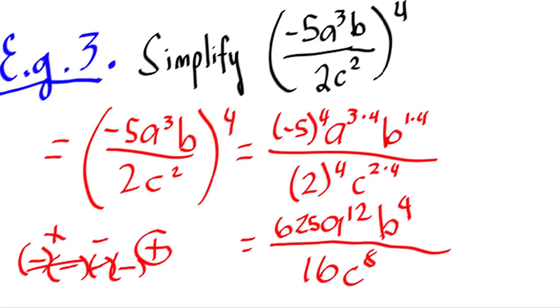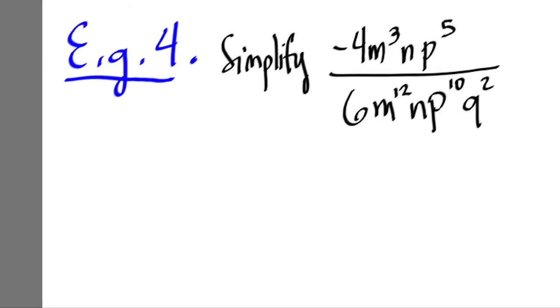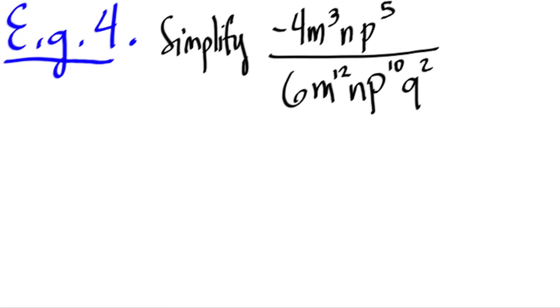For the fourth example, this is going to be our last example for this video. And what we're going to do is simplify this fraction here, this somewhat complicated fraction. Okay, so let's have it. We are asked to simplify negative 4m cubed n p raised to 5 all over 6m12 n p raised to 10 q raised to 2. So you can pause the video now, try to answer on your own. And yeah, I think you have the answer already.